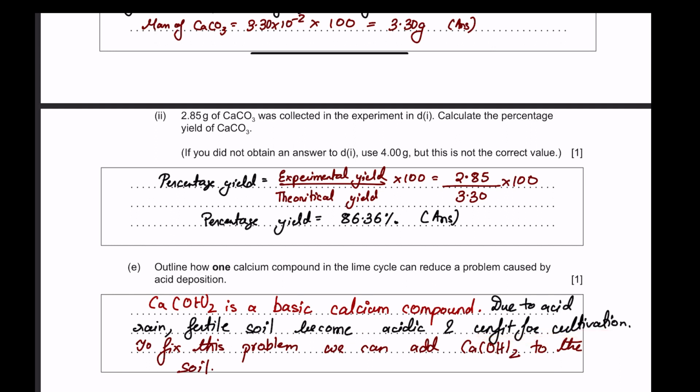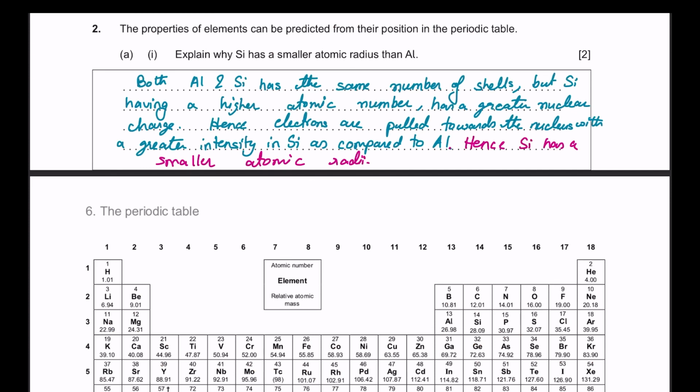To fix this problem, we can add calcium hydroxide to the soil and make the soil neutral again, or a little basic, which is good for the plants. And again, we can start growing crops on the land. Now, moving on to the next question.